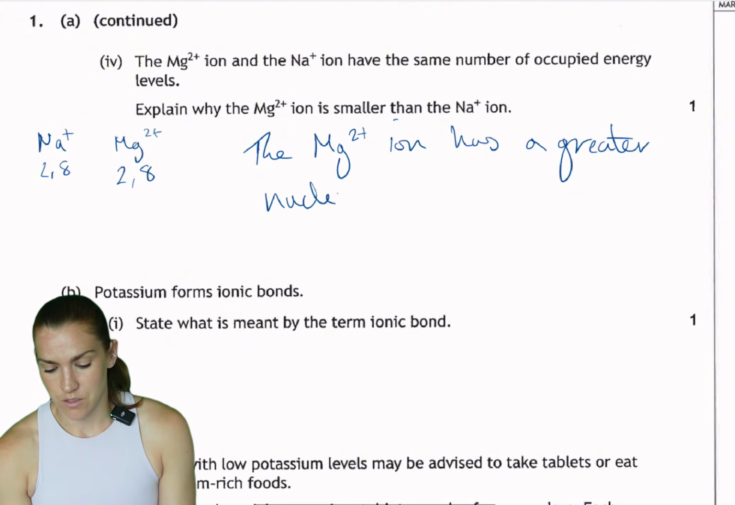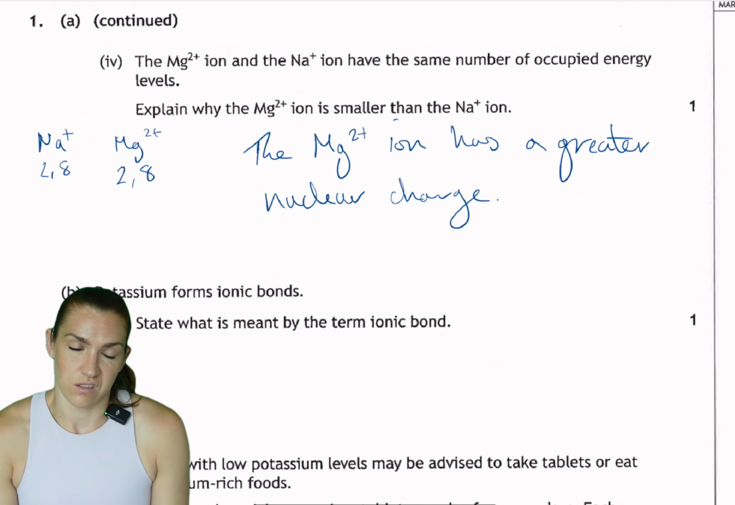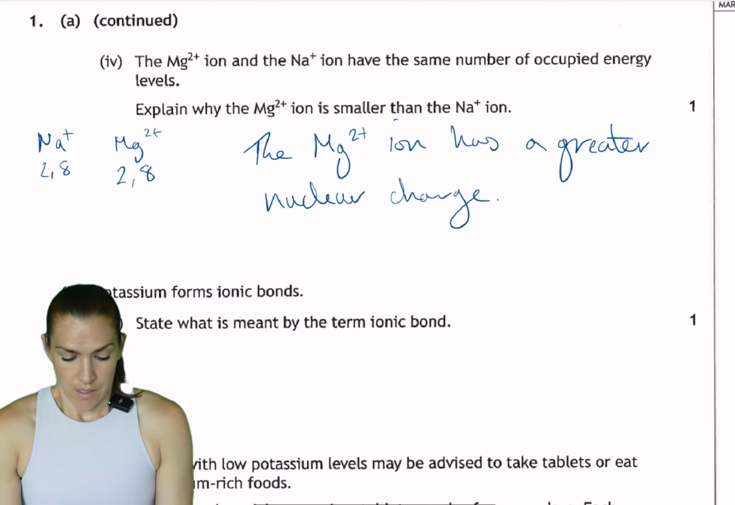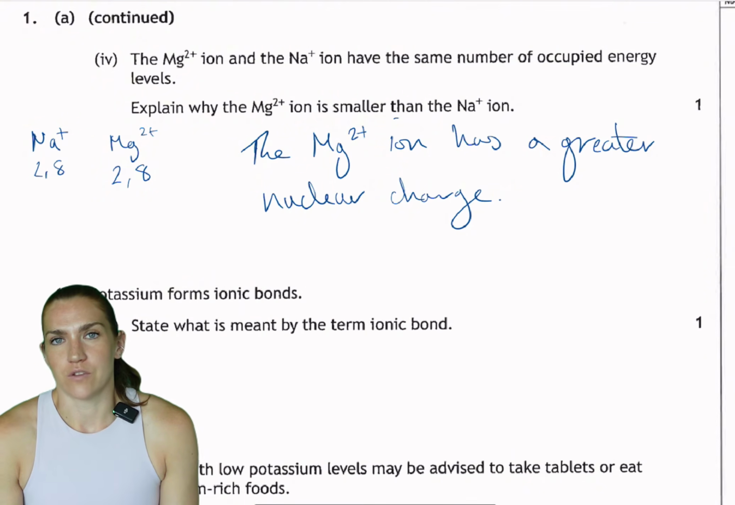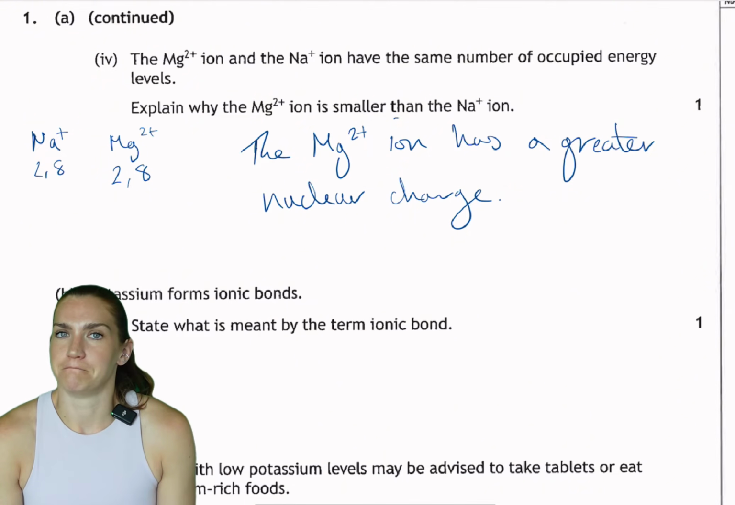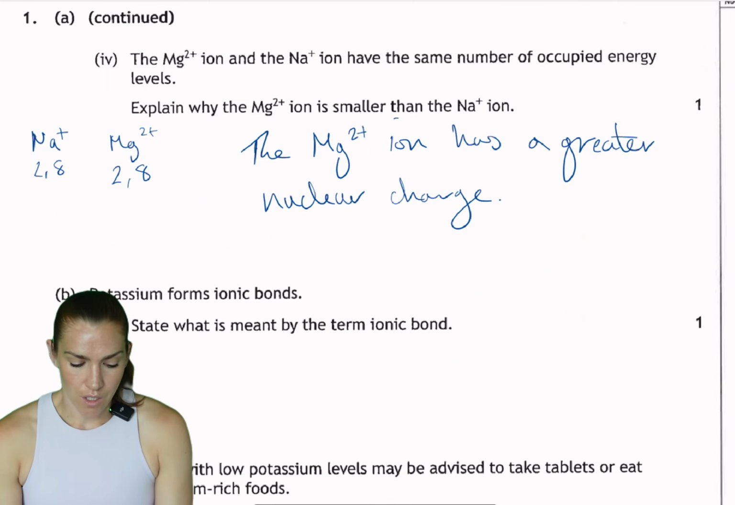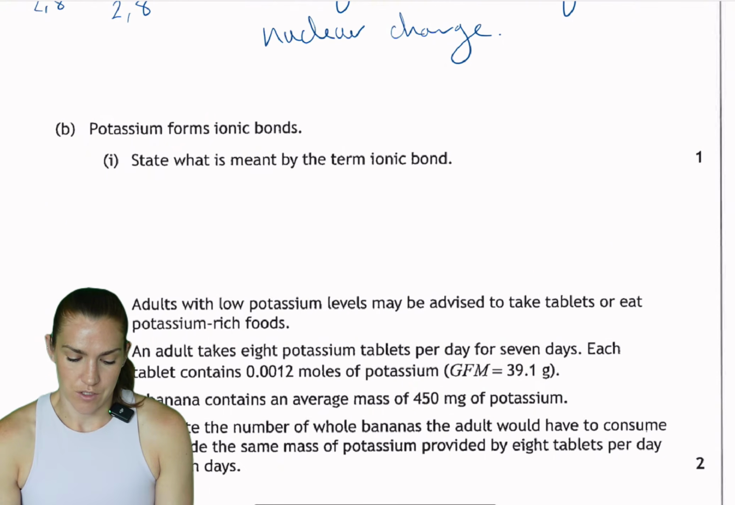Again, with these questions, there are slightly different ways you can word them, so you could say that it has more protons, but either mentioning number of protons or nuclear charge is probably the safest option with these sorts of questions, and I would probably recommend nuclear charge over number of protons sometimes. So then B, potassium forms ionic bonds, state what's meant by the term ionic bond.